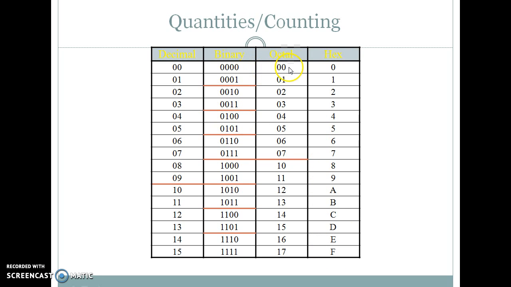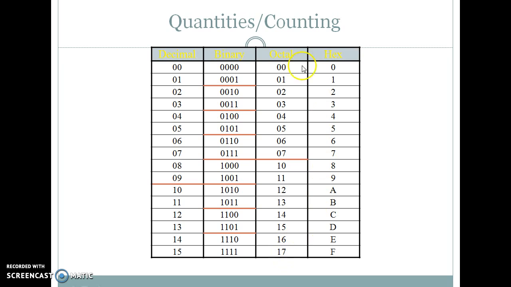Similarly, in the case of the octal number system, as it goes from 0 to 7, after 7 the next number is made by converting this 0 to 1, and this 7 is replaced again by 0. Then 10, 11, 12, 13, 14, 15, 16 and 17. After this 17, the 1 is converted into 2, and this 7 is again converted into 0.